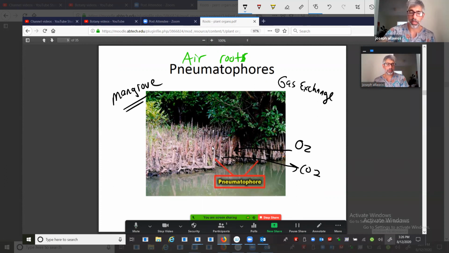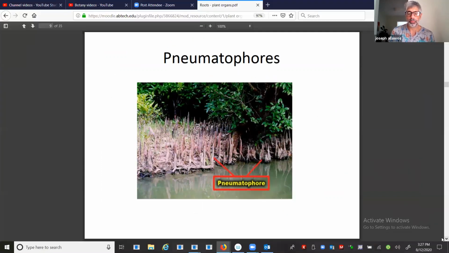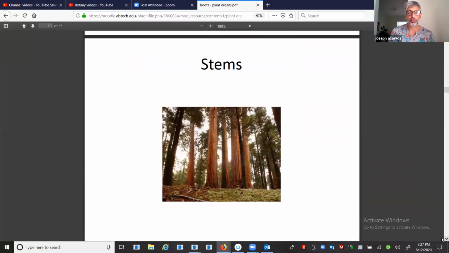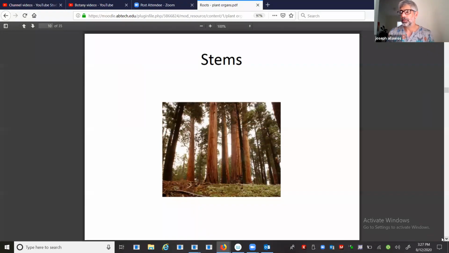This is the kind of a plant, okay? Good. And I think that's probably the last slide for roots. That brings us to stems. And we might as well go a little bit further, see if we can get through stems.